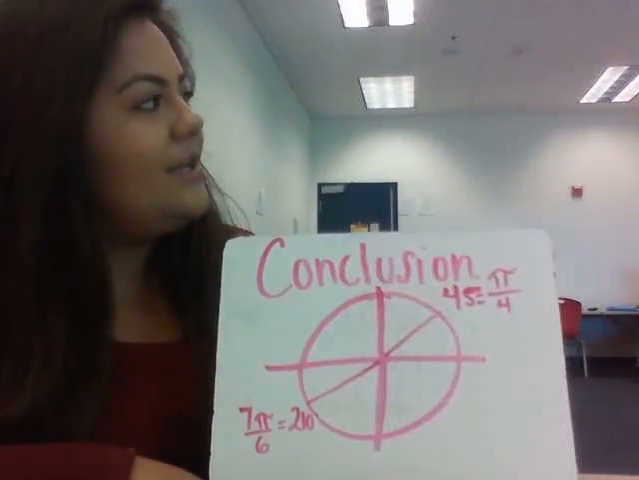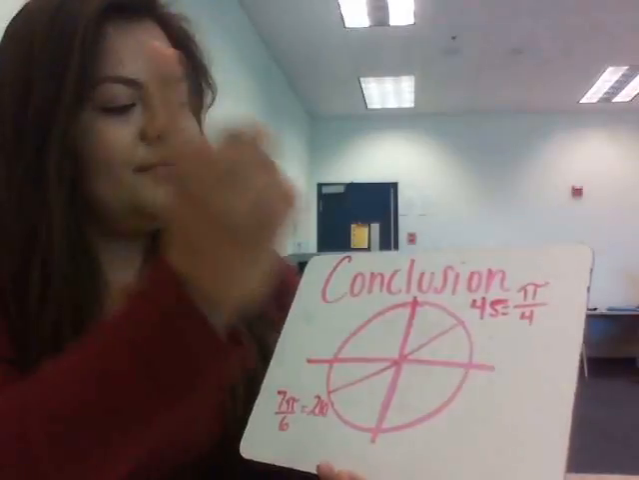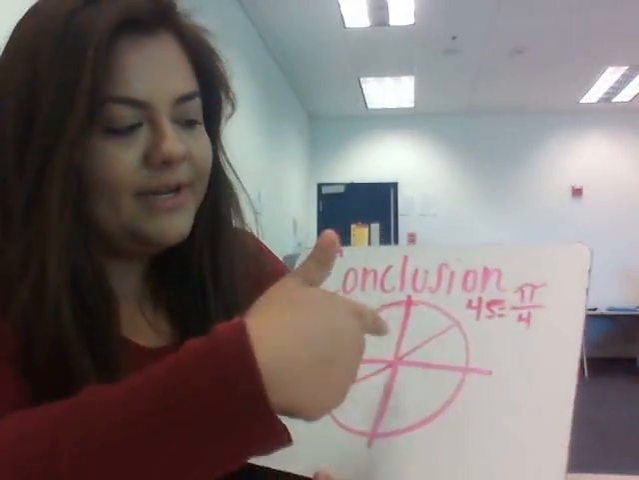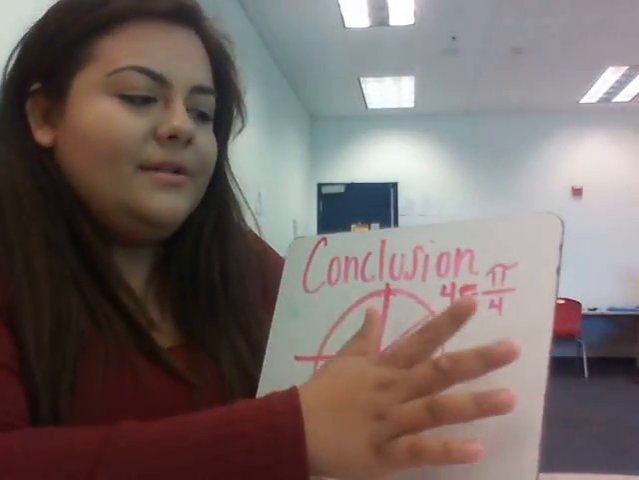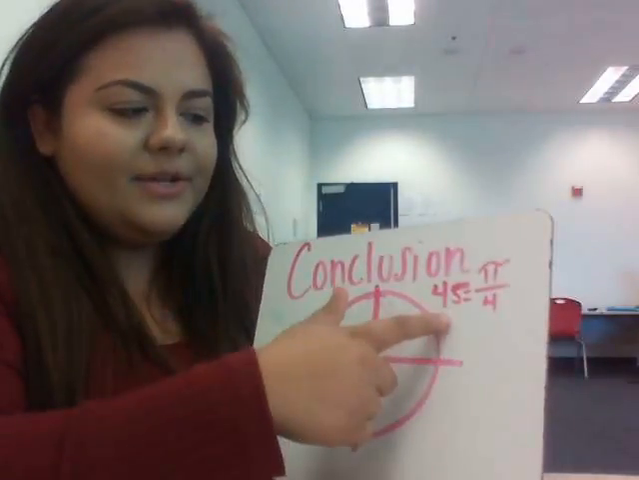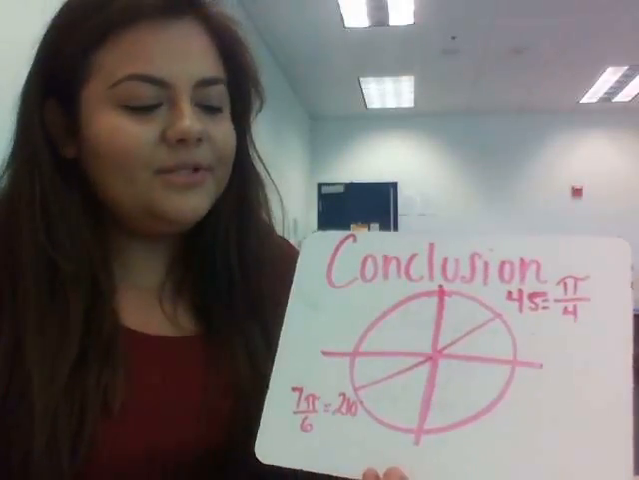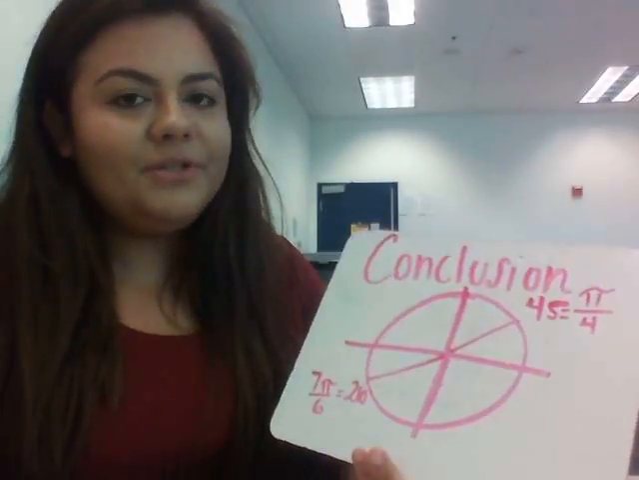Okay, so in conclusion, this all relates to the unit circle because the degree is equal to the radian and the radian is equal to the degree. And the radian is always more upwards than the degree is. Yeah. Okay, so that's what you would do to kind of just continue to solve.